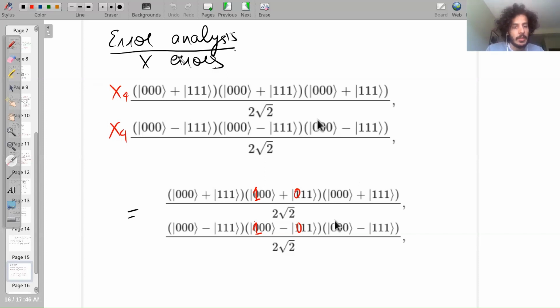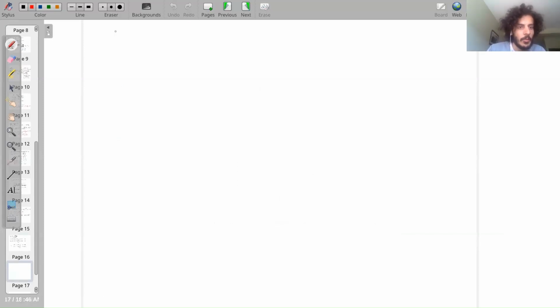Now, these are X errors, right? I hope everybody agrees that this kind of works. What about Z errors?